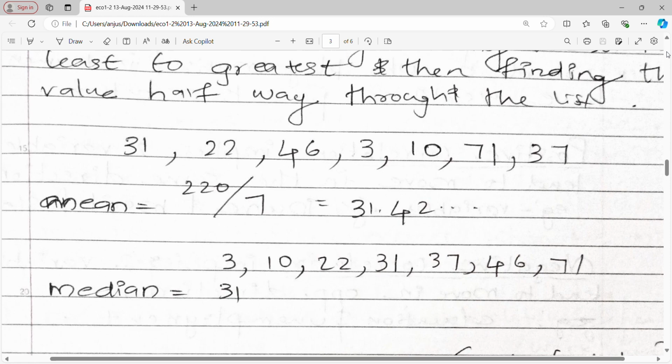And how will we calculate the median? We will write these numbers in order of least to greatest. So in that we will get 31 as the middle number. So 31 is the median.